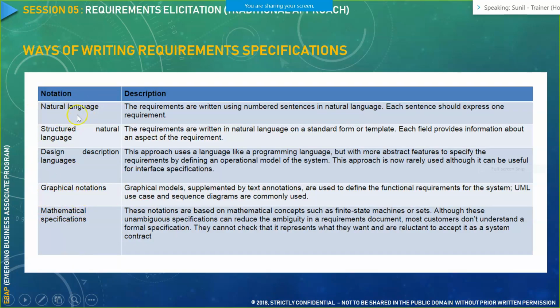Natural language requirements are simply straightforward sentences. Then you have structured natural language requirements, like I told you, requirement attributes and properties. Those are nothing but a structured way of gathering or writing the requirement. And then we have design description languages. If you want to include some pseudocode in your particular requirement, then you could write the requirement in a design description language.